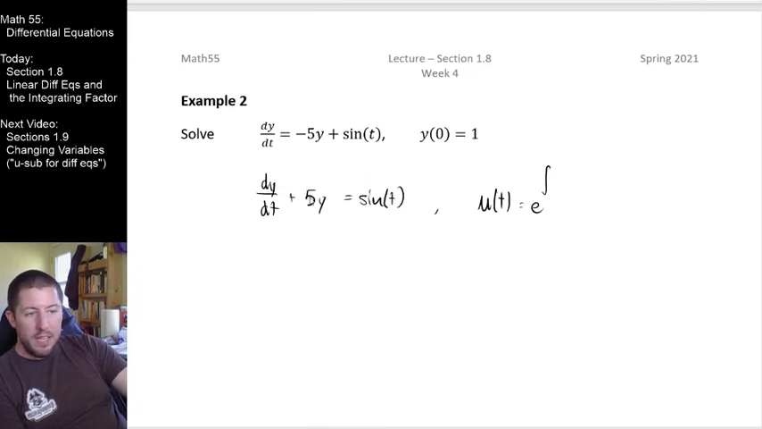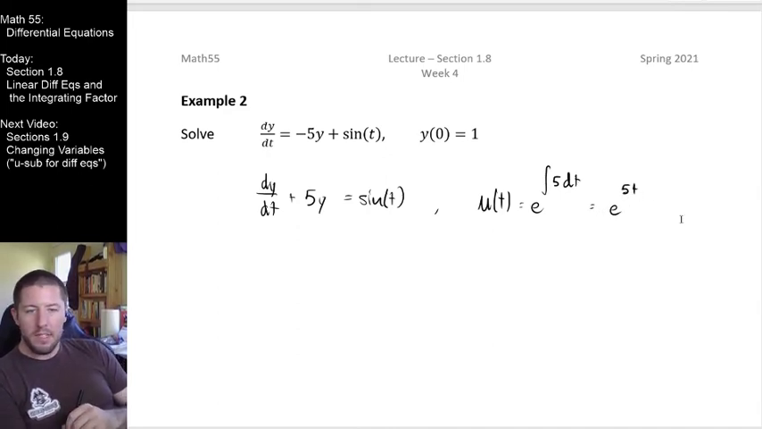Well, this is our a of t term, which is just 5. So all I'm integrating is 5 dt. Well, this was a pretty easy integrating factor. There it is. Let me say this again, by the way, real quick.